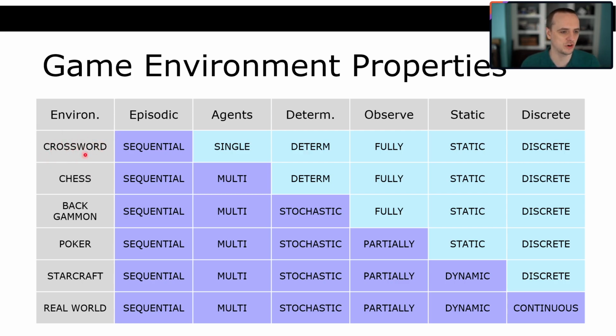For example, a crossword puzzle is sequential, but single agent. It's just a puzzle, you're the only one playing. It's deterministic, fully observable, static, and discrete. If we then add multiple agents, we get a game like chess, where you have two players playing against each other. If we add in some randomness, we have something like backgammon, with a roll of the dice. If you add in partial observability, you get a game like poker, where you can't see the cards of your opponent.